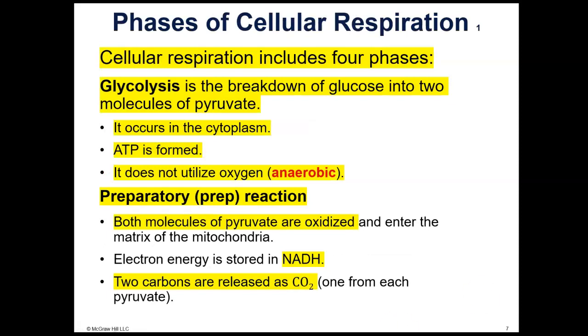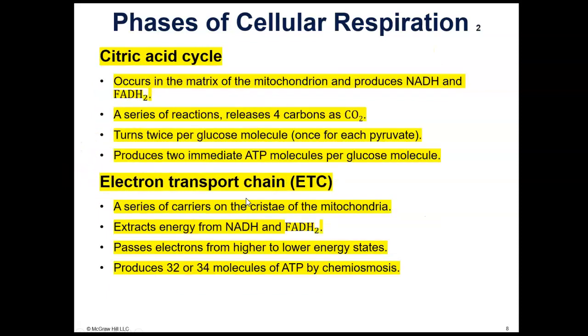I'm going to skip that slide and come back to that in a minute. There are 4 phases of cellular respiration. They are called glycolysis, the preparatory or prep reaction, citric acid cycle, and electron transport chain.